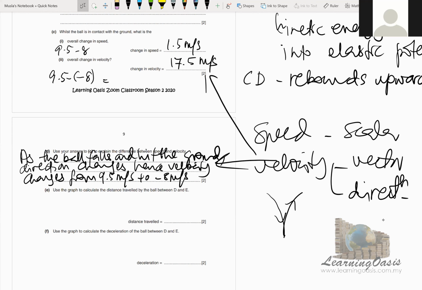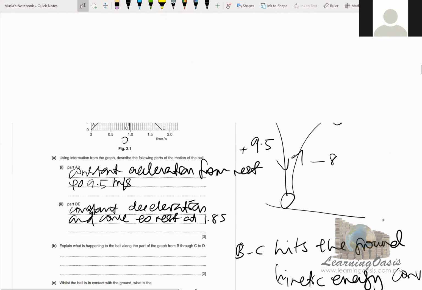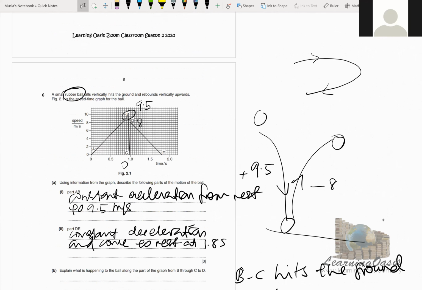Okay. Now, this graph is the motion traveled by the ball between D and E. So distance travelled. This is a speed time graph. How do you get distance travelled? Area under the graph. What shape is it? Triangle. Therefore, half times 0.8 times 8. So that will give you what? 3.2 meters.